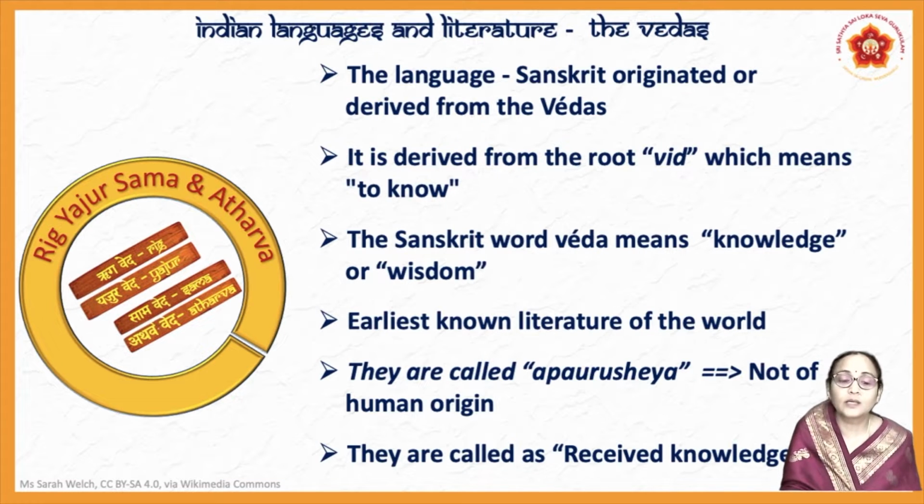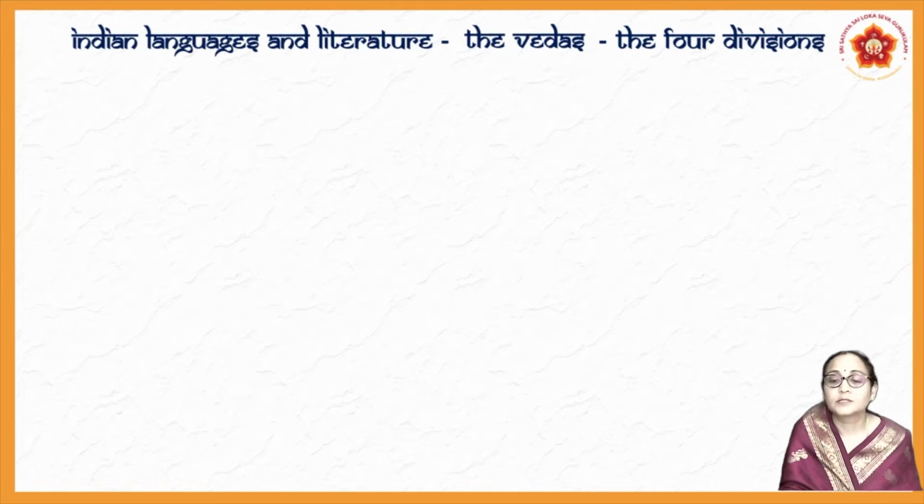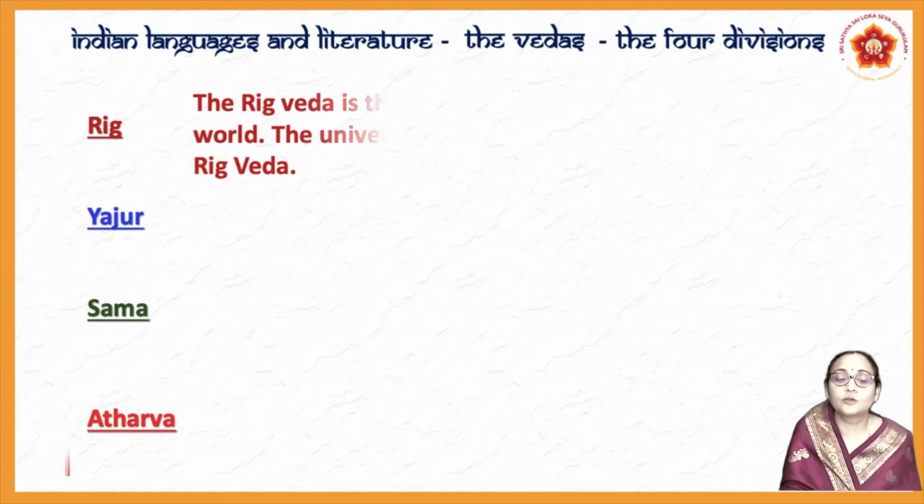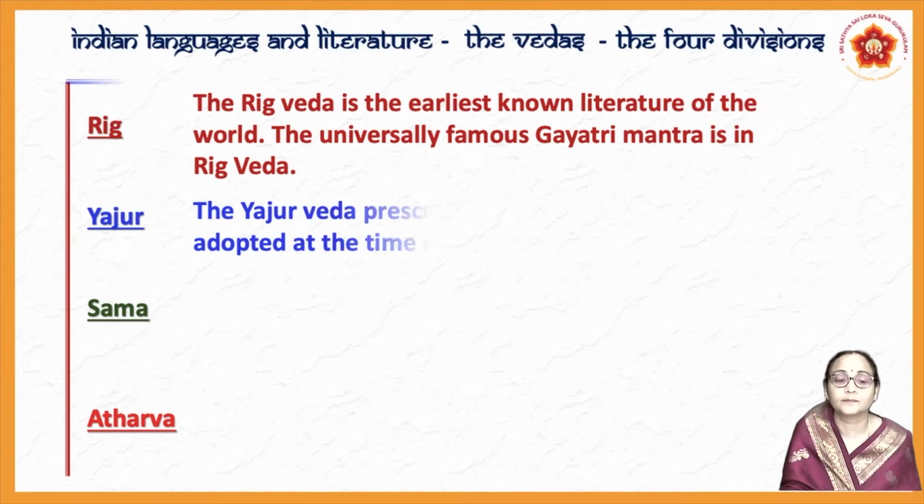Now, let us look at the various divisions under the Vedas. As we said earlier, the Vedas are divided into 4. We already saw the 4 divisions: the Rig, Yajur, Sama, and the Atharva Veda. The earliest known literature of the world is the Rig Veda. The universally famous Gayatri Mantra is present in this Rig Veda.